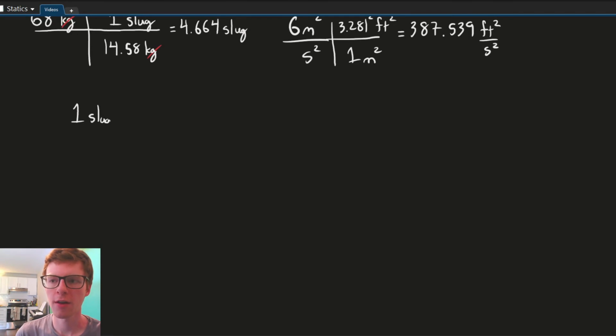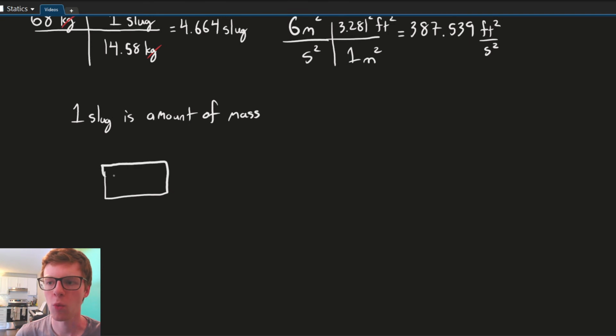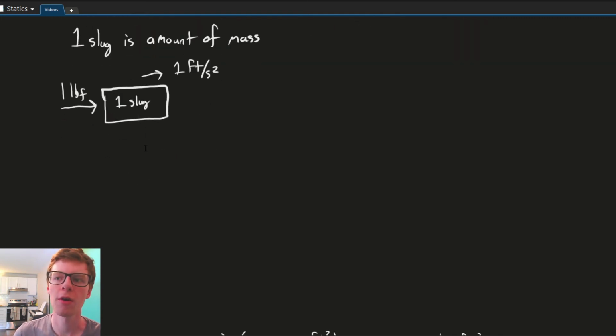One slug is an amount of mass. Specifically, it's the amount of mass that when pushed with 1 pound force, it accelerates at 1 foot per second squared. That's the definition of the slug. It's not very useful. The other way to think about it is that one slug is equal to 32.174 pound mass.